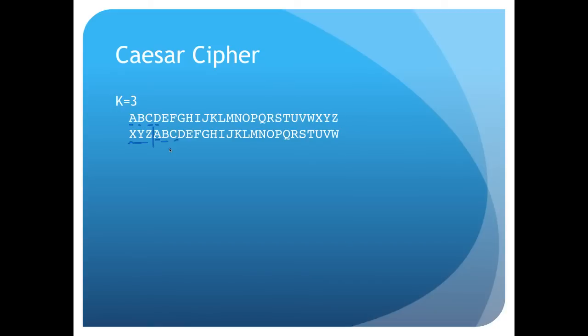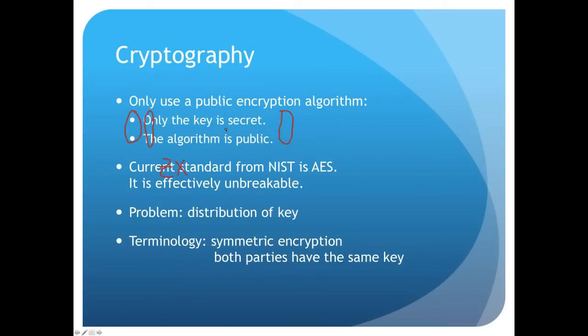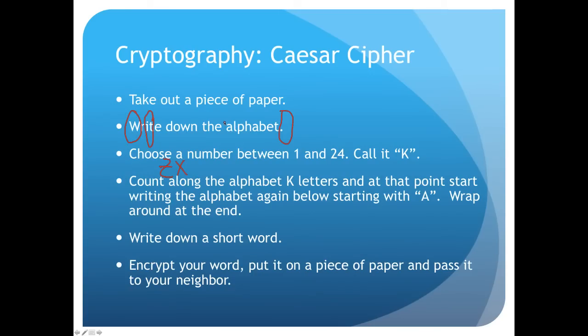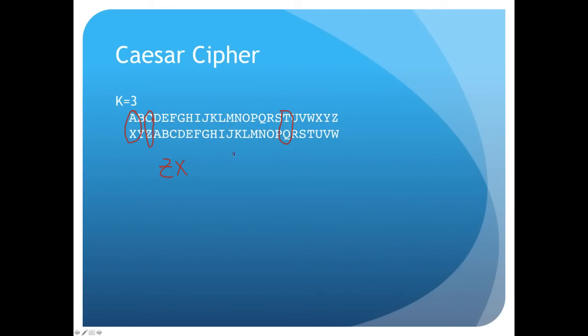So how do you encrypt something here? Well, suppose I want to take the word cat. I take C, which is the letter Z. I take the A, which is the letter X, and I take T, which is the letter Q. So C went to Z, A went to X, T goes to Q. So I started with cat, and I ended up with ZXQ.